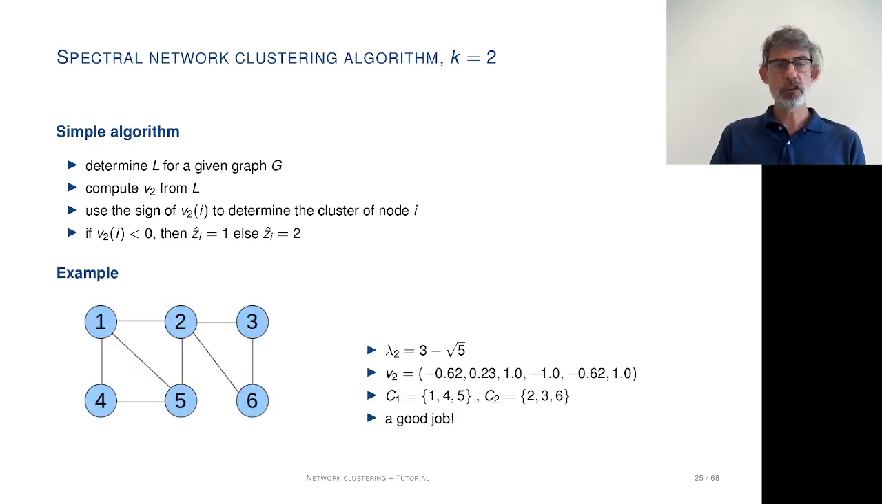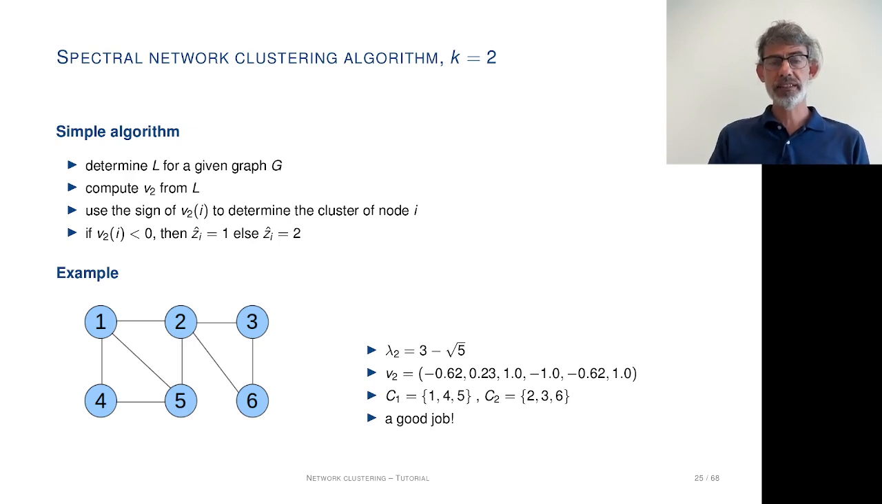Here's a concrete example, my little network of 6 nodes. We can compute the Laplacian for this network. You can compute the second eigenvalue, which is there on your screen, and you can compute the second eigenvector. If we look at the eigenvector, we can collect the negative entries in C1, that's nodes 1, 4, and 5, and the positive entries in C2, that's nodes 2, 3, and 6, and that's our final clustering.